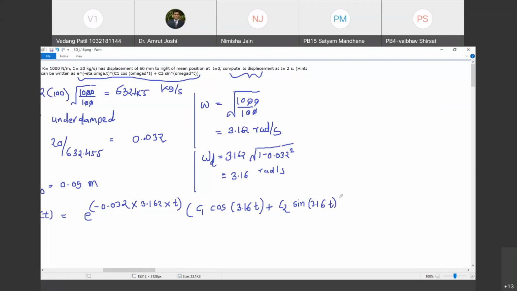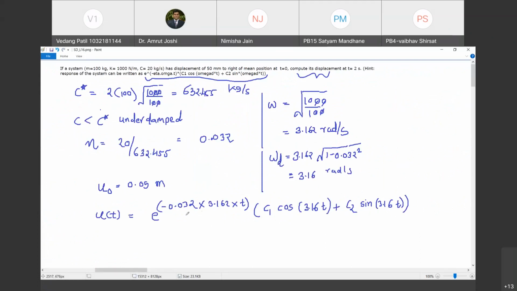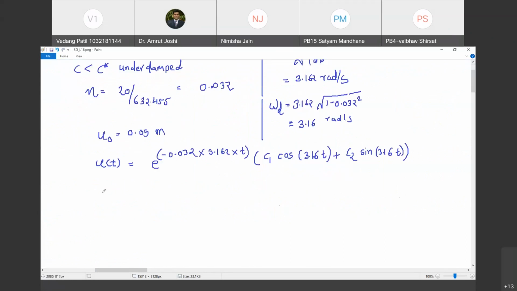This is the response. How will you get C1 and C2? By applying boundary conditions. Have you been given any velocity at time t equal to 0? No, it is not given, so that means the system started from rest. Are you with me? Yes, sir. So u0 dot is 0. When I substitute, what is u dot of t? Can you tell me now?